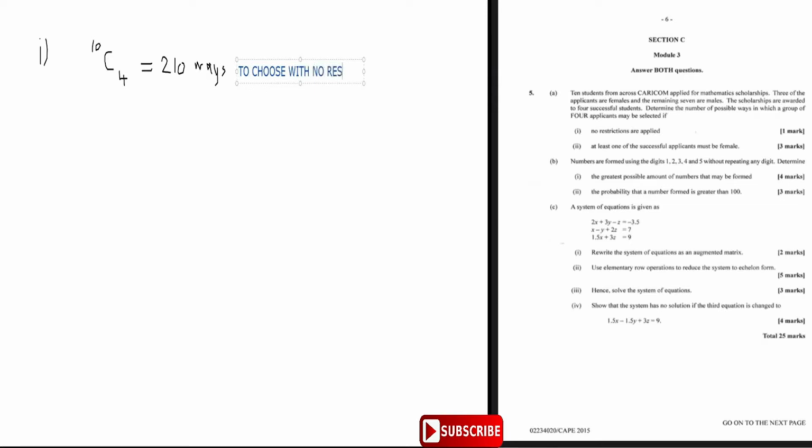Nice. All right, that's the first part. That's just 1 mark. That's the warm-up. Part 2 says at least one of the successful applicants must be female.